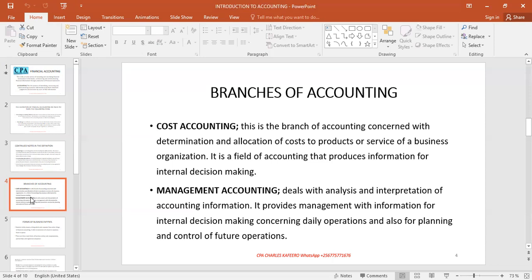And that's all about the branches of accounting. But don't forget, whenever they say, because sometimes they ask the differences. What are the differences between financial accounting and cost accounting? Or what are the differences between financial accounting and management accounting? You can just categorize them and say, for example, that management accounting is only interested in getting those financial statements and analyzing them so as to make decisions.